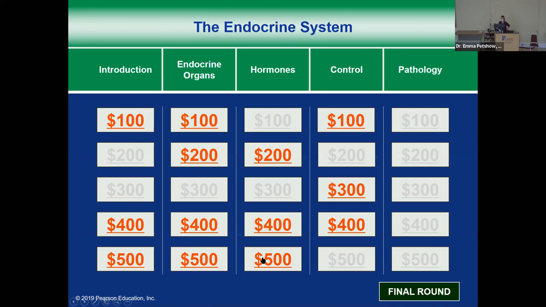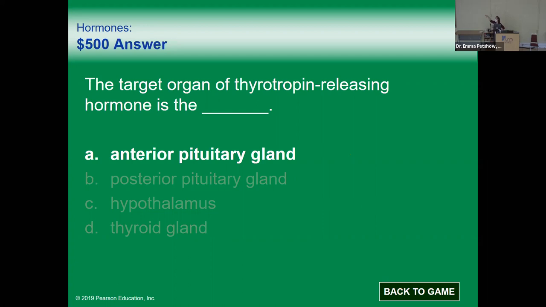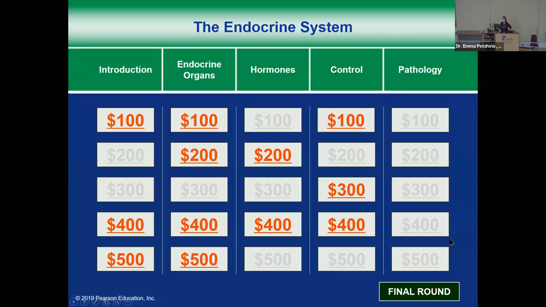Hormones five. The target organ of thyrotropin-releasing hormone is? What is it targeting? Anterior pituitary gland. It's released from the hypothalamus and it's targeting the anterior pituitary gland. Perfect. That's how those types of questions will be asked. Secreting from or targeting will be their trigger words.